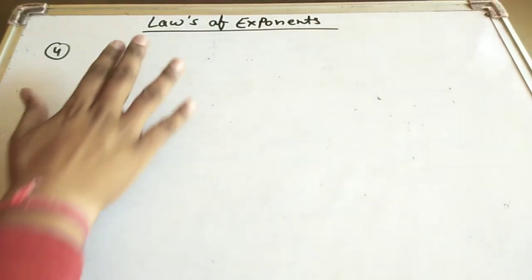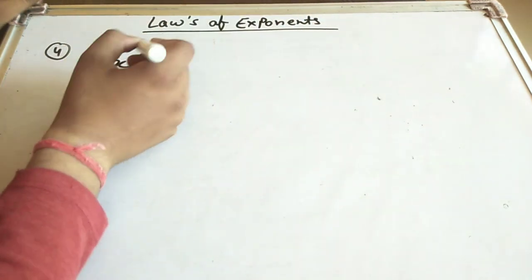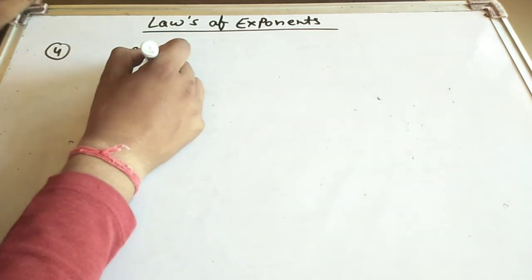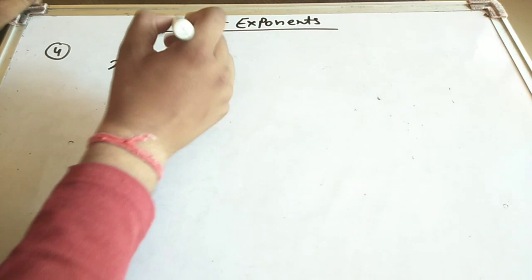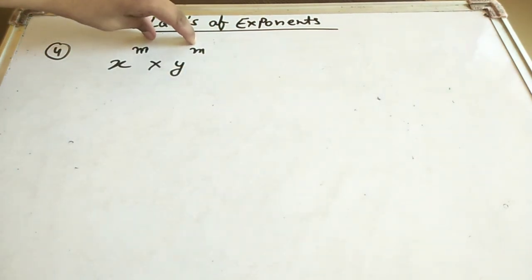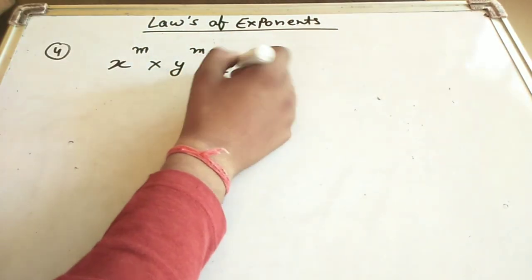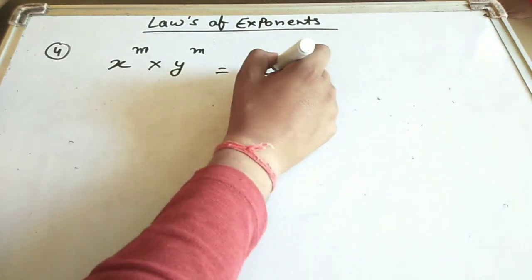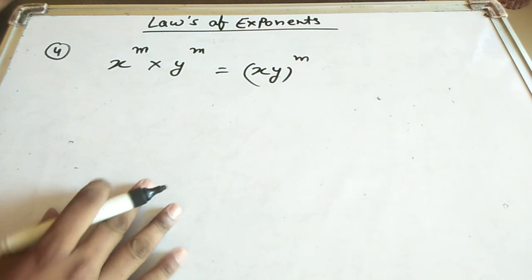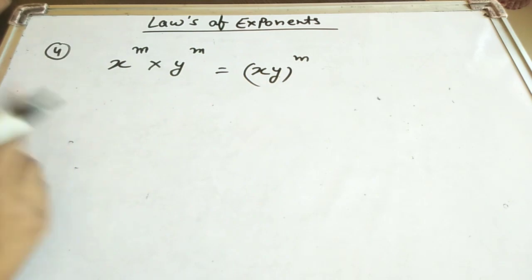Fourth law of exponent. Okay, x to the power m multiplied by y to the power m. Here the power should be the same, but the bases are different. So we get the bases multiplied, xy, and the power as it is. There are two different bases and equal power.